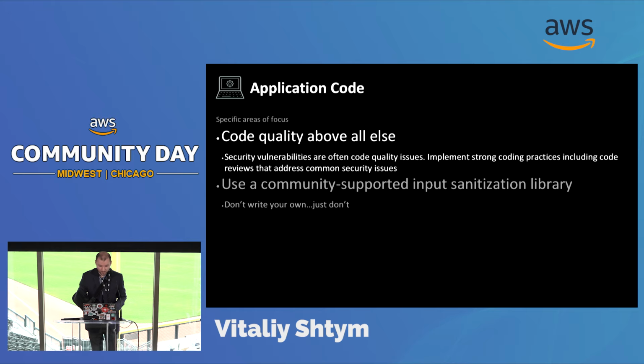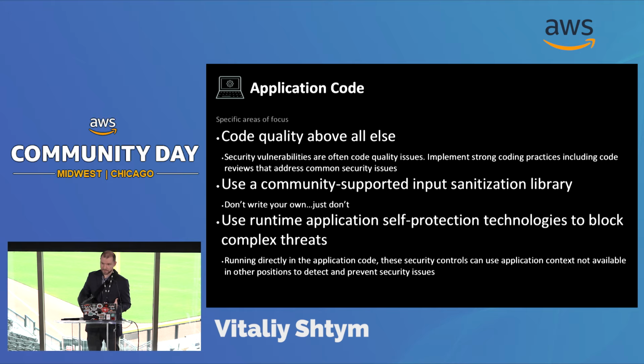Application code. Code quality above all else. We've kind of talked about this a little bit already: you want to have the best code you possibly can, because it reduces the risk. Virtual patching, for example, can protect the host, but if you can reduce the vulnerabilities that are in your code, you're better off already.